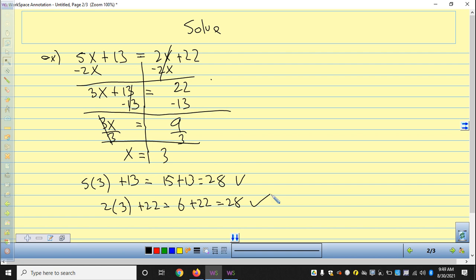So, really we're not adding that much to what we did before. We just need to deal with getting all the variables together on one side of the equal. Any questions? Okay, let's look at another one.